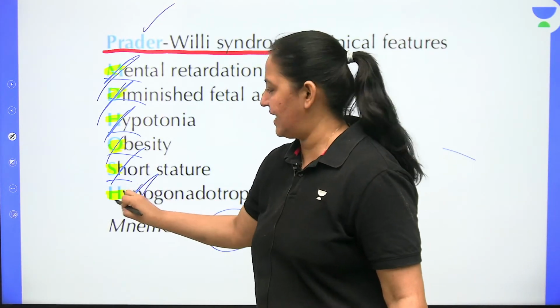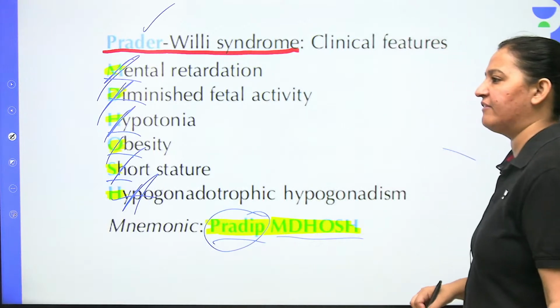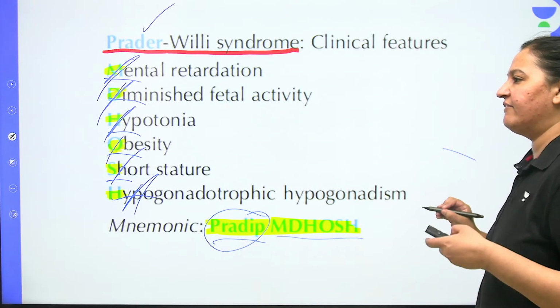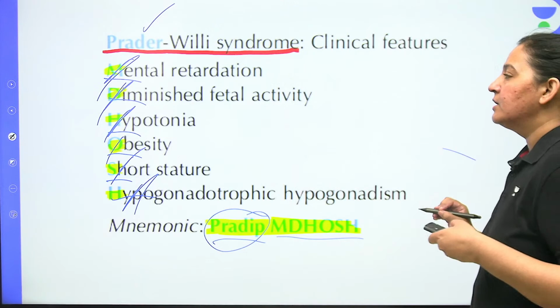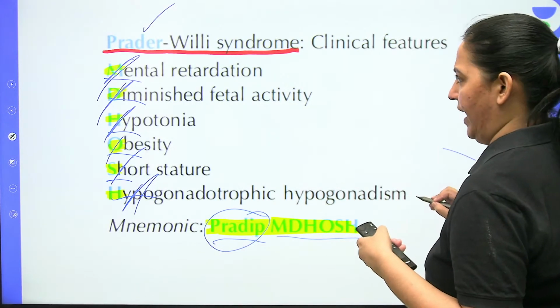MDHOSH. OSH. Yes. So the mnemonic is in front of you. Everyone give me a thumbs up. Right. So let me move ahead.